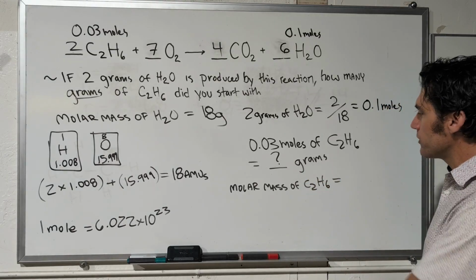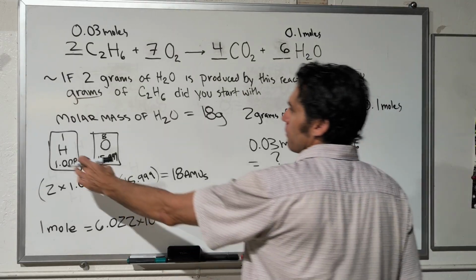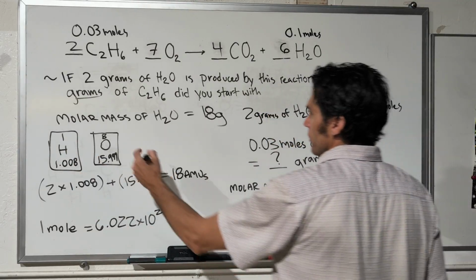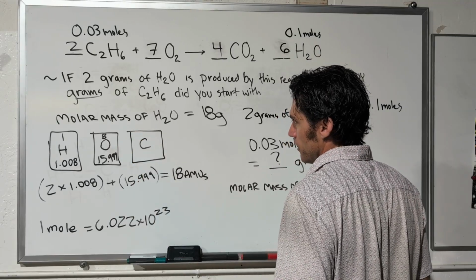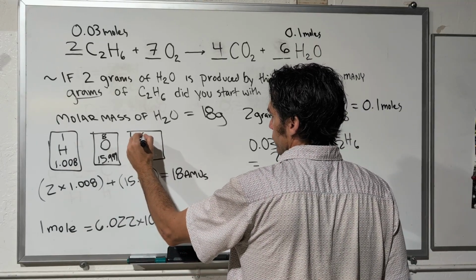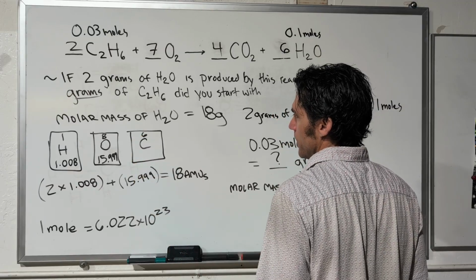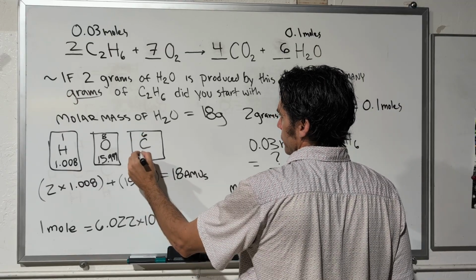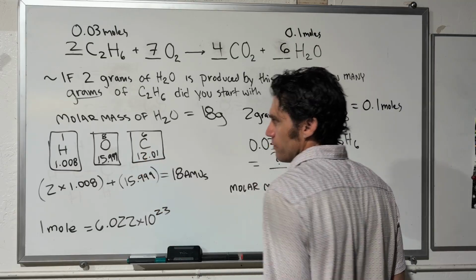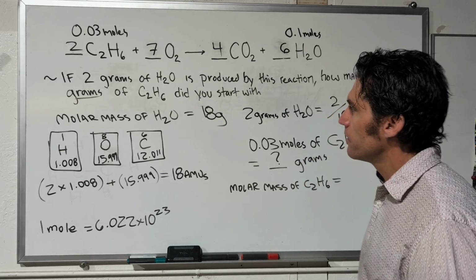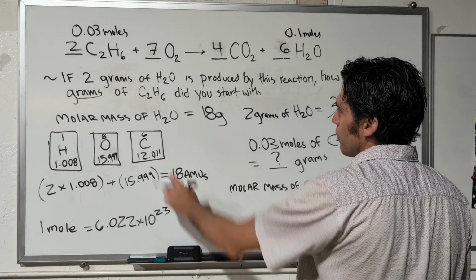And once again, we go back to the periodic table. We already know how much hydrogens are worth. So if you look at the periodic table, carbon has 6 protons, and then it has a molecular mass of, I think it's around 12.011, something like that. I forget exactly, but I know it's about 12.